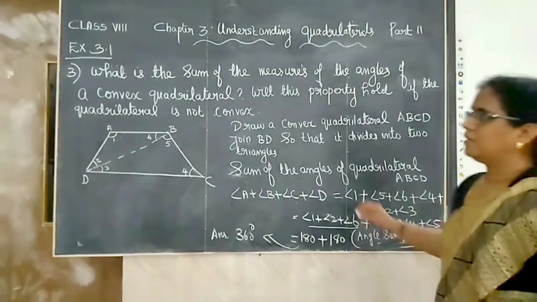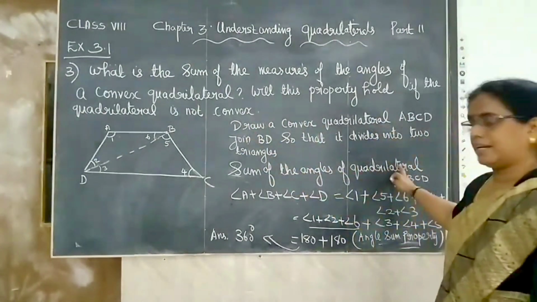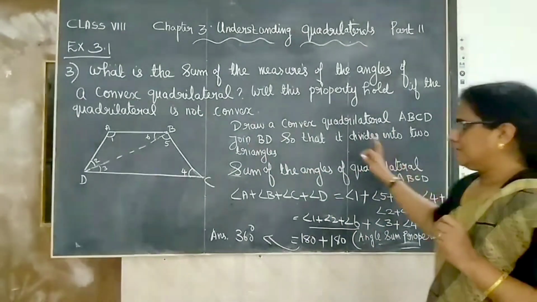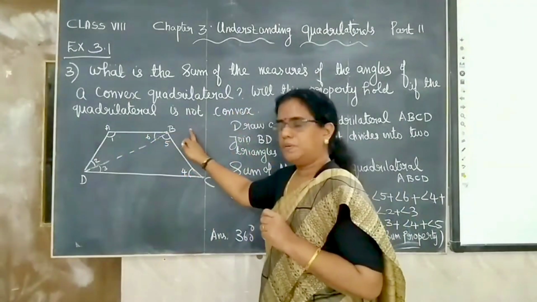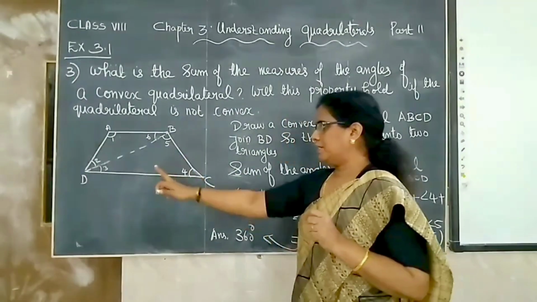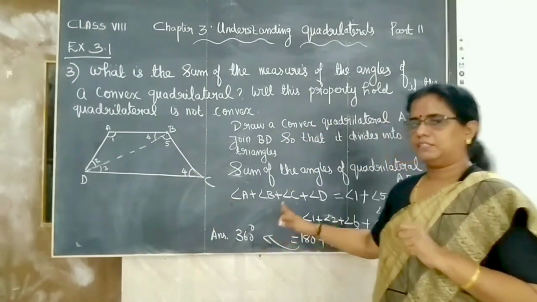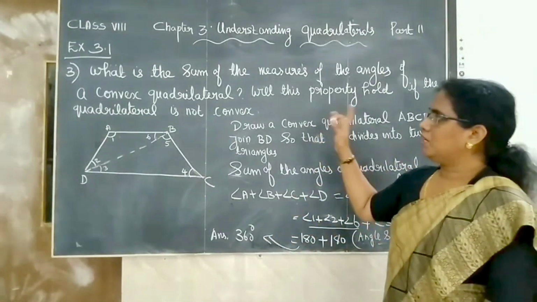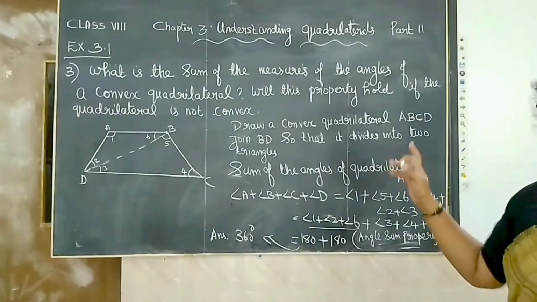That is the sum of all the angles of a quadrilateral, any quadrilateral. The sum of the 4 angles, that is angle A plus angle B plus angle C plus angle D, is always 360 degrees. Now we have proved it for the convex quadrilateral. So I hope all of you understood this.